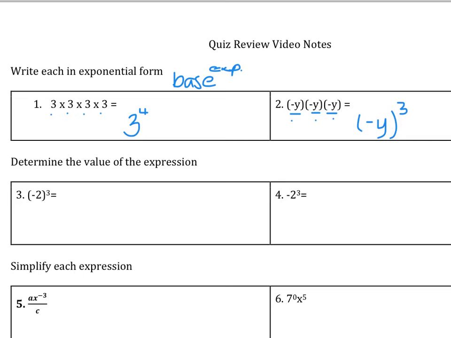Now, unless it says to evaluate, we can leave 3 to the 4th just like 3 to the 4th. We don't have to find out what it equals. And number 2, we don't know what y is, so we can't do that either.